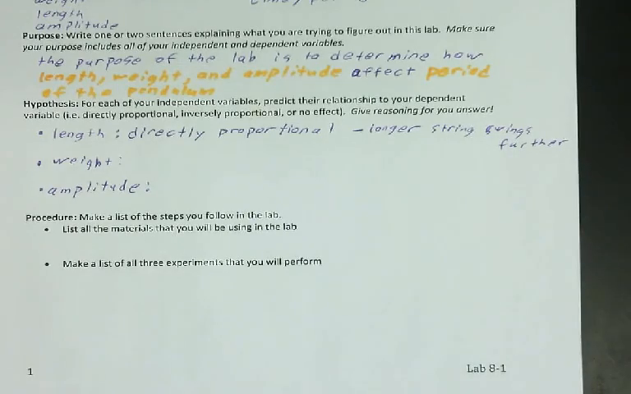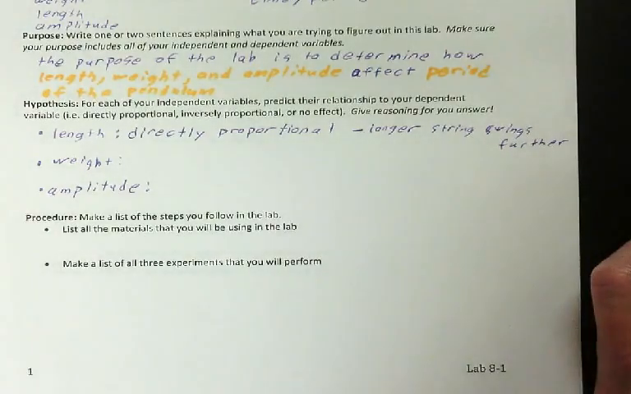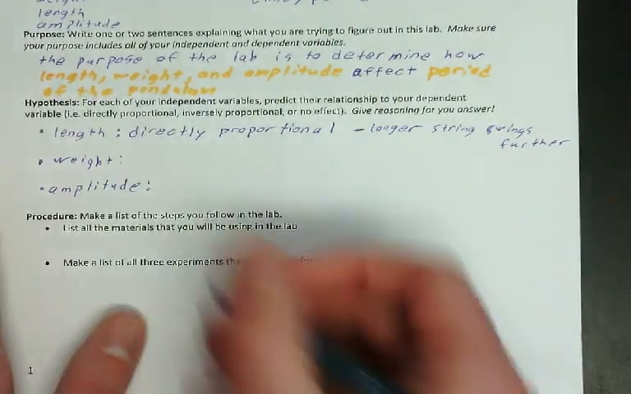Okay, first thing you need to do is list the materials you're going to use. And here they are. You have most of your tables set up already. A couple of you are going to have to move to different spots. But here's what you have. You got a hanger, got a string, got a clamp, and then you'll have some weights. So that's what we're going to list here.